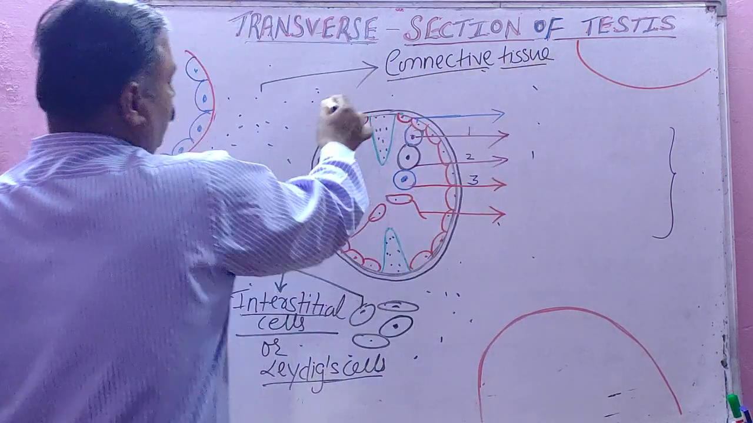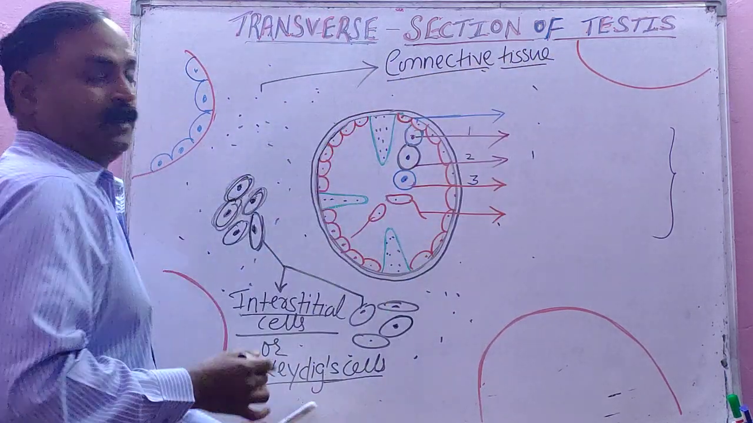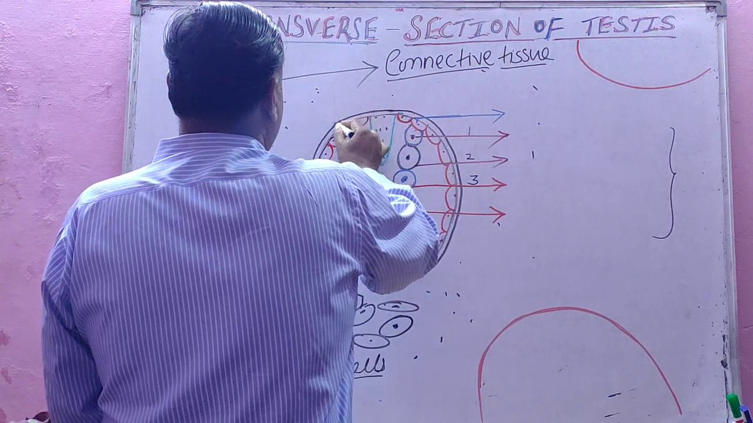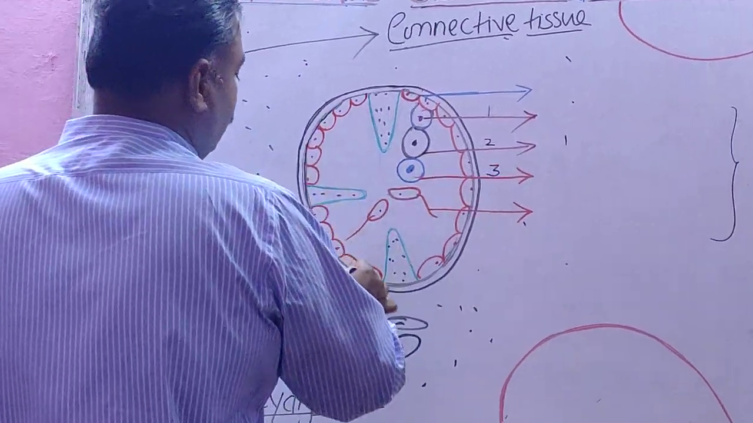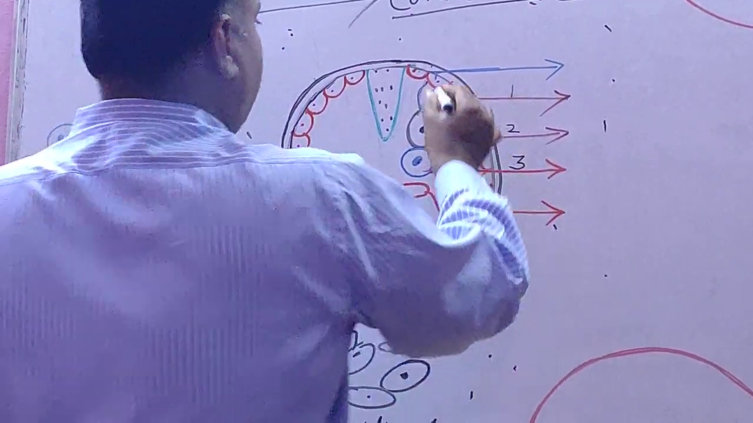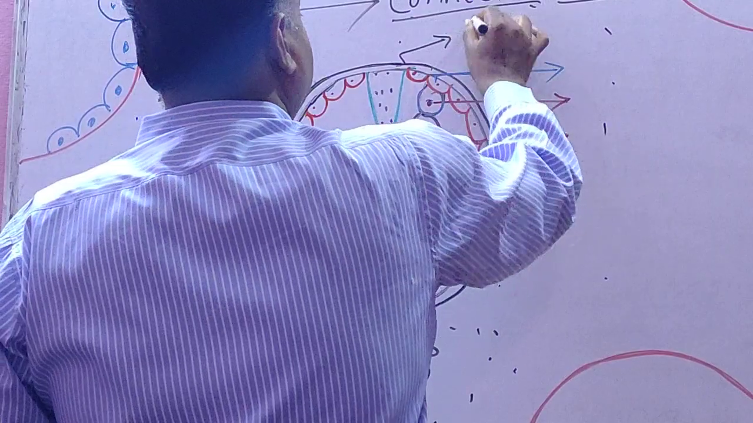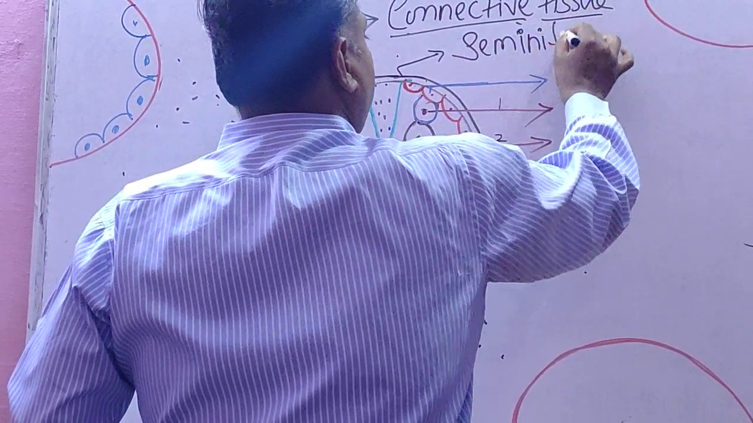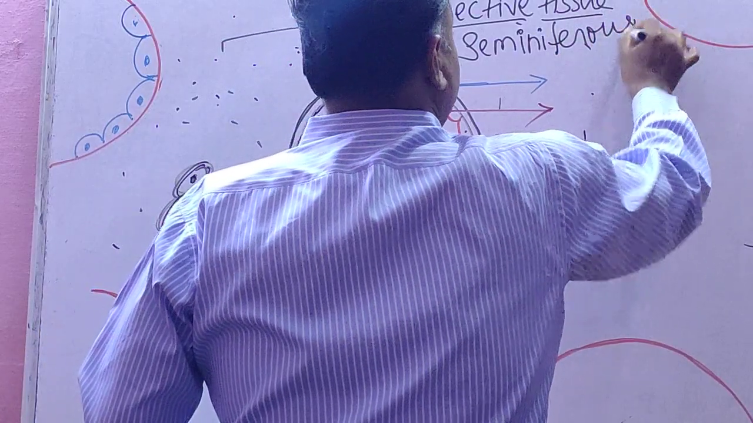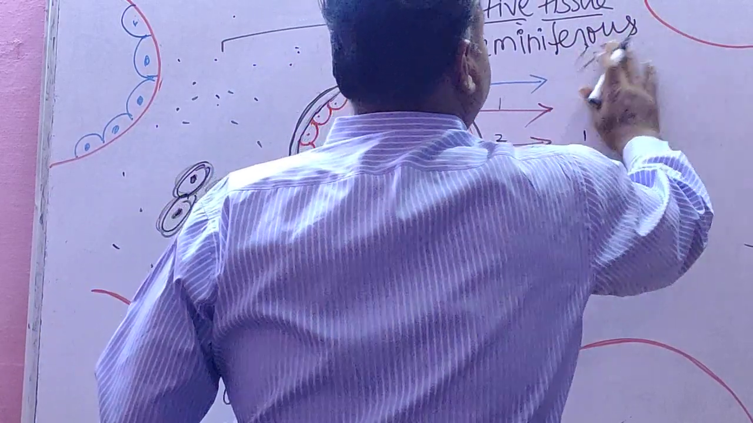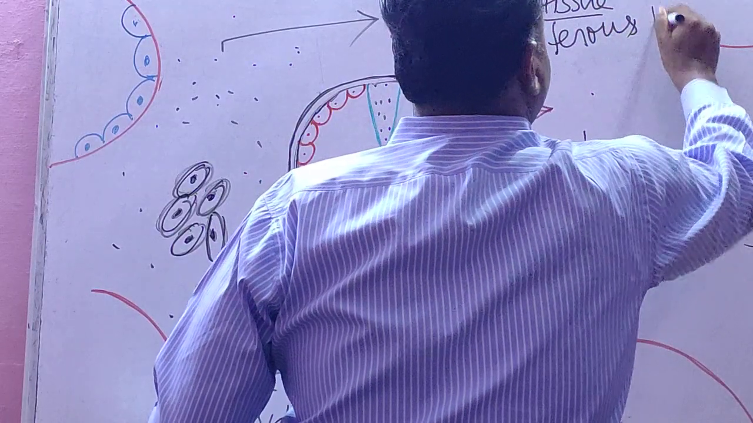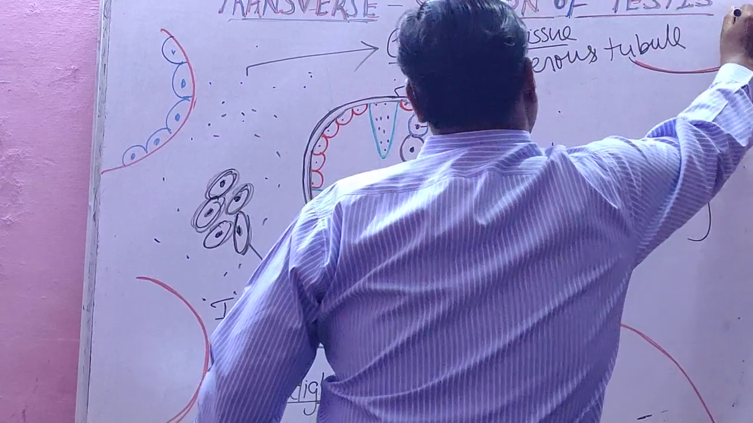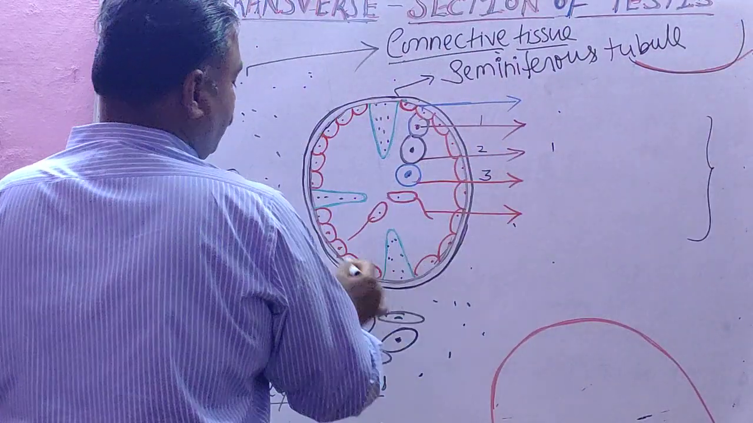Now let us see one seminiferous tubule TS in detail. You see this black line. This black line you are seeing, student, this circular black line is one seminiferous tubule. This is the second one. And now let us see it in detail.